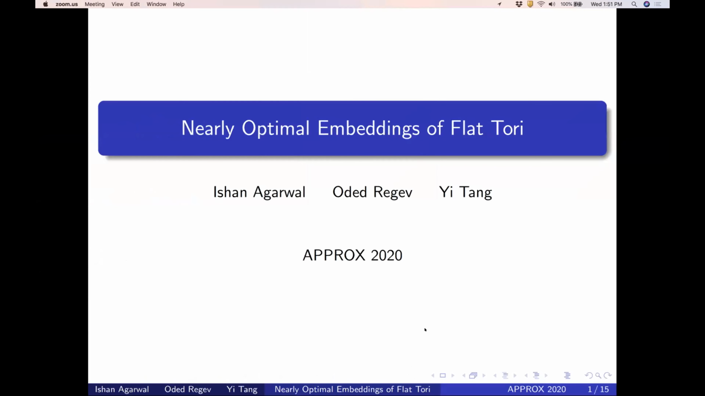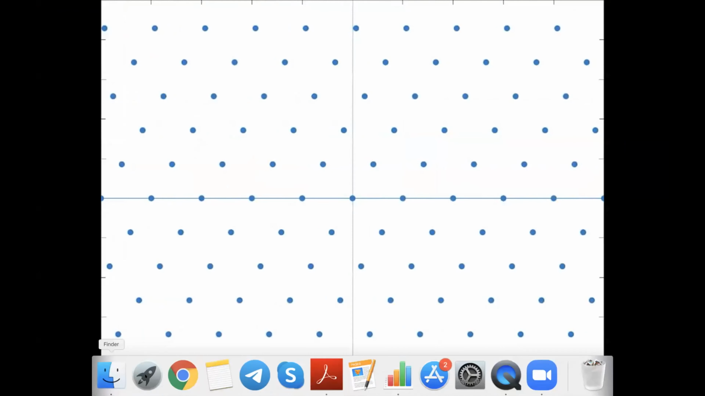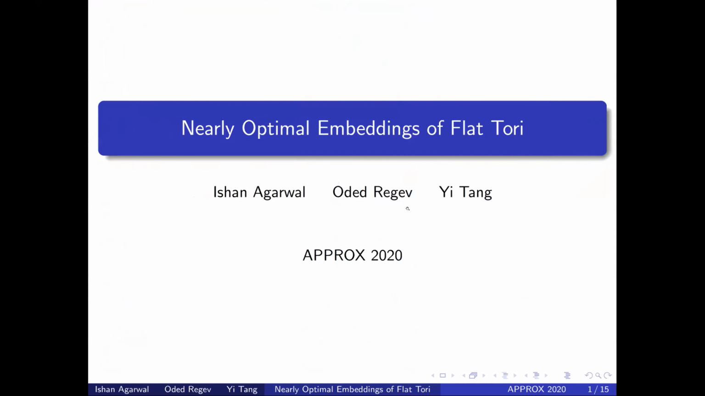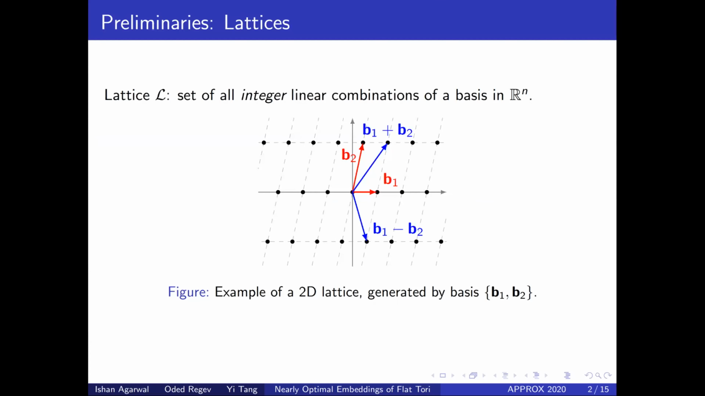Perfect. So the last talk of the conference is going to be by Ishan Agarwal, who will tell us about embeddings again, but this time of flat tori. Go ahead, Ishan. Ishan, you're muted. Oh, sorry. Right. Okay. So, hi, I'm Ishan, and this work is on nearly optimal embeddings of flat tori, and it is joint work with Oded Regev and Yi Tang.